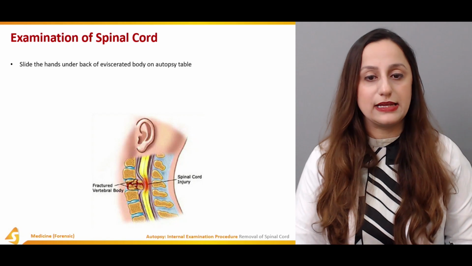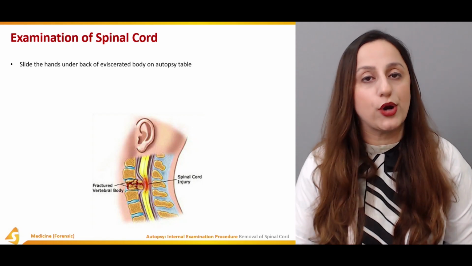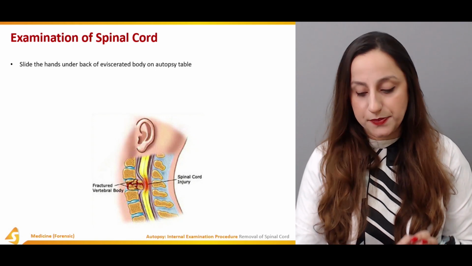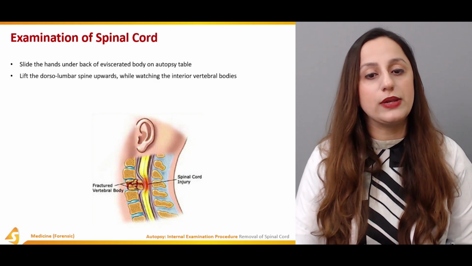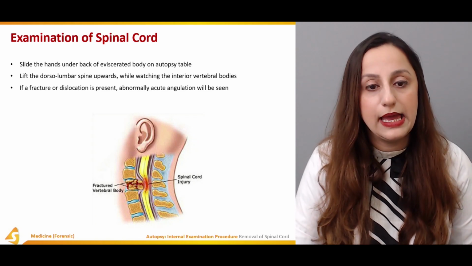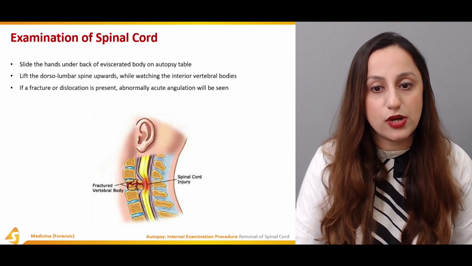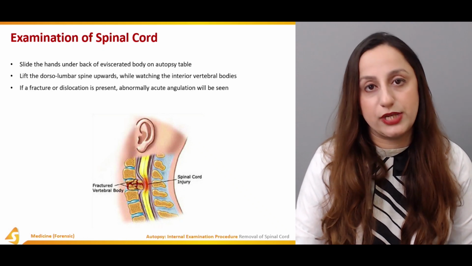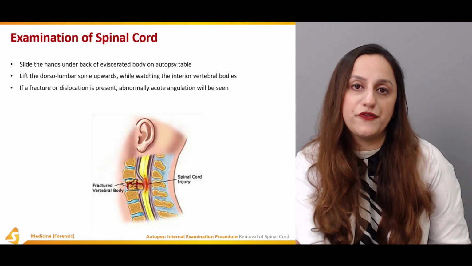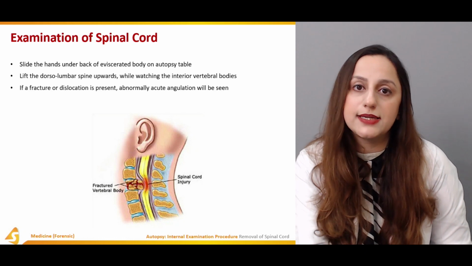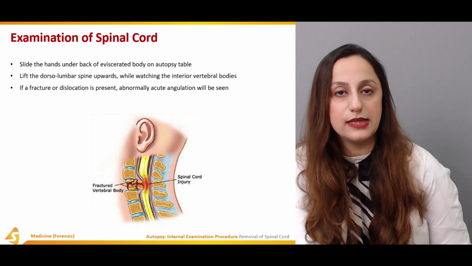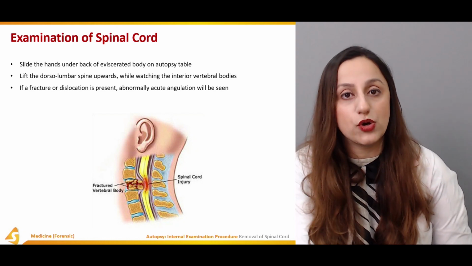Now, slide the hands under the back of the eviscerated body on the autopsy table. These are some considerations that you have to keep in mind. Lift the dorso-lumbar spine upwards while watching the anterior vertebral bodies. If a fracture or dislocation is present, abnormally acute angulation will be seen. We don't have a clear picture of the fracture, and we don't have x-rays on hand in cases of dead bodies. So it is the acute angulation that is characteristic of fractures in dead bodies.